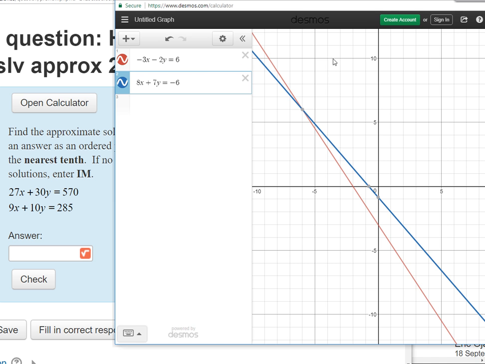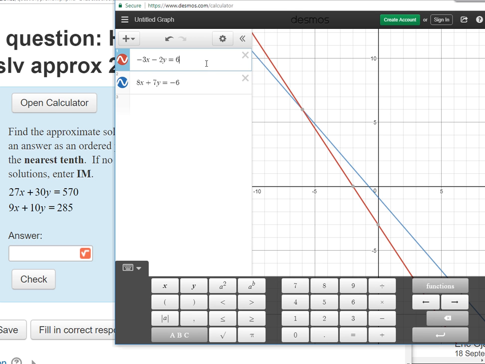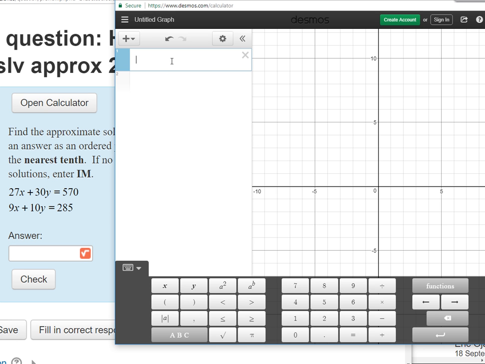So I'll just go into Desmos, and I'll just clear those out. I think I can just do that too. I can just hit the arrow, or hit the X and it deletes them. So top one, 27x plus 30y equals 570. So there it is, clear up there.